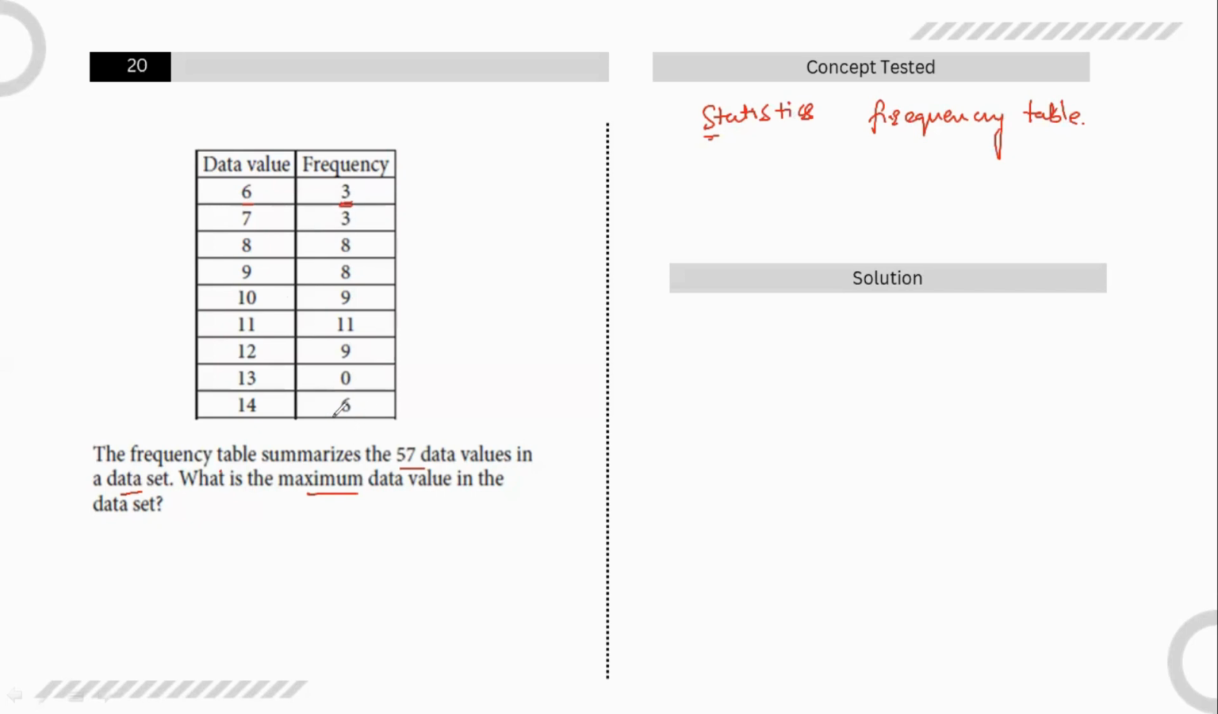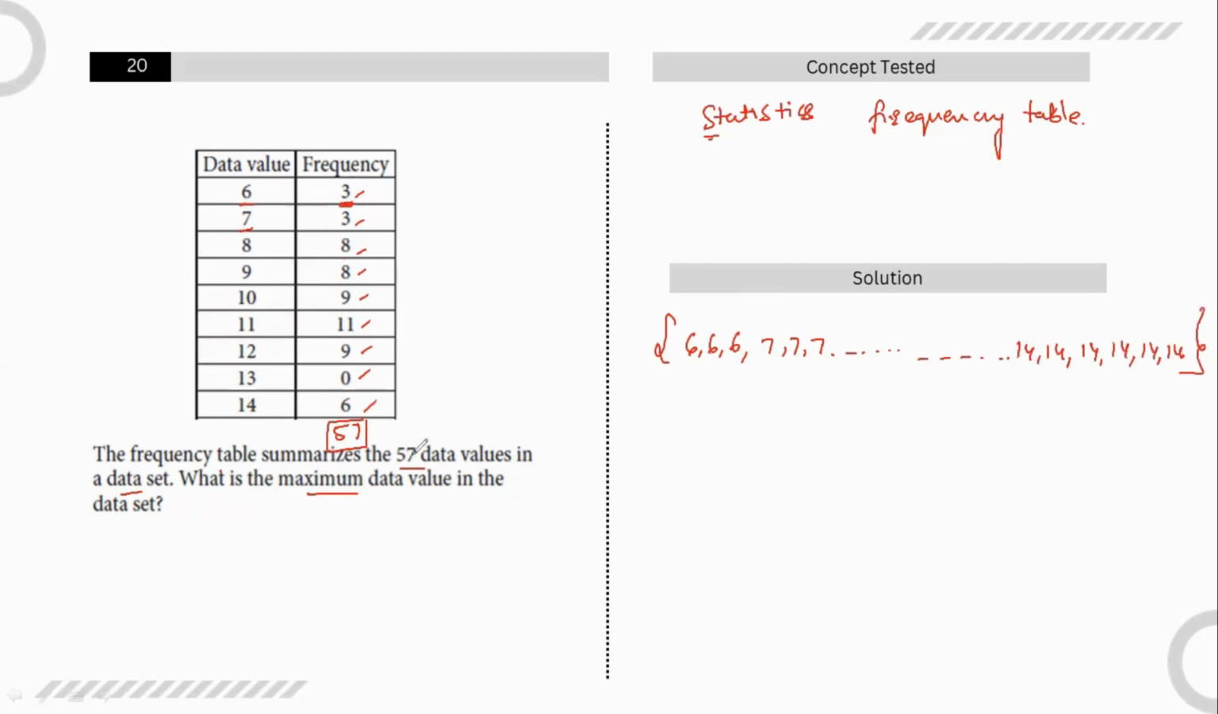So these are total 57, right? If we add them, everything comes out to be 3 plus 3 plus 8 plus 8 plus 9 plus 11 plus 9 plus 0 plus 6. This is actually 57. So in the data set, 6 is coming 3 times. In set form, you can write 6 3 times. Similarly, 7 can be written 3 times, and every other reading will be written with respect to its frequency. Similarly, the last reading of this set will be 14, which will be written 6 times.